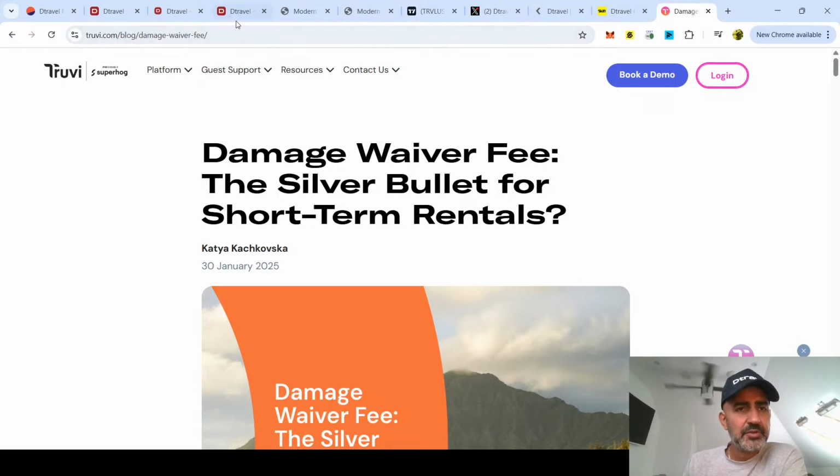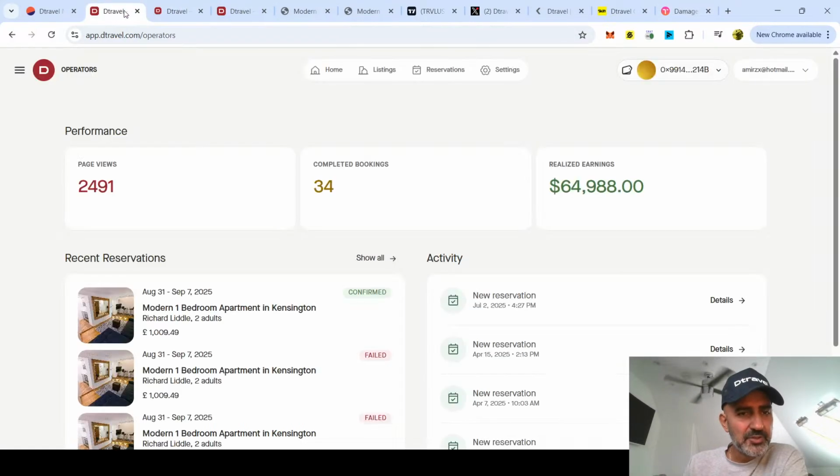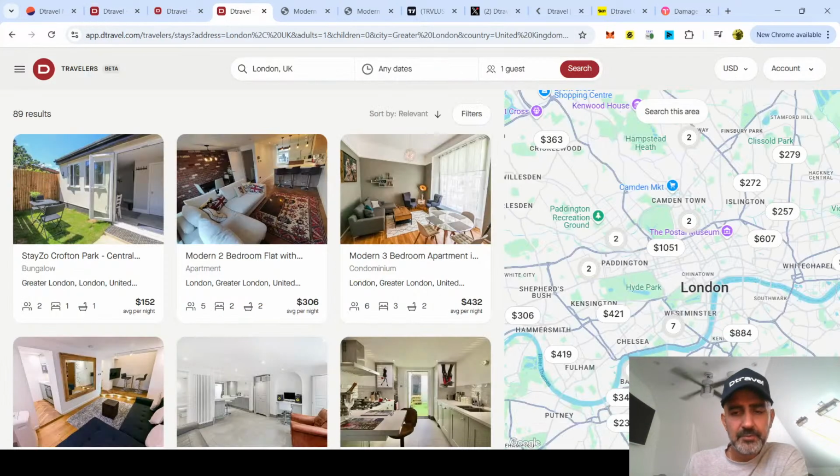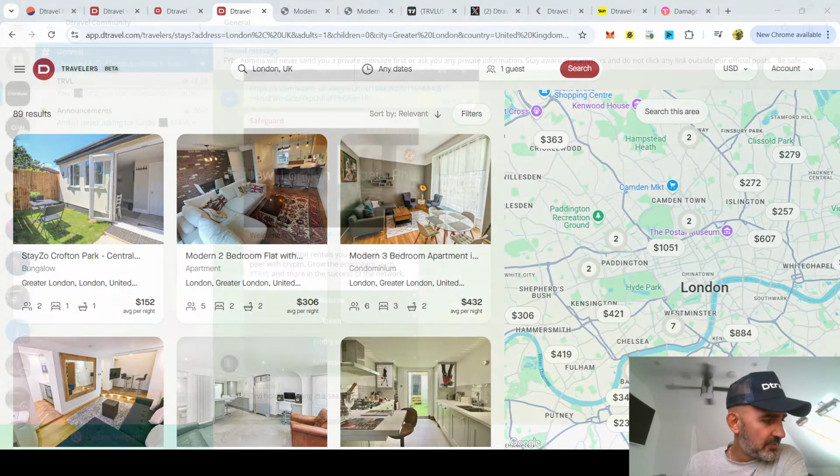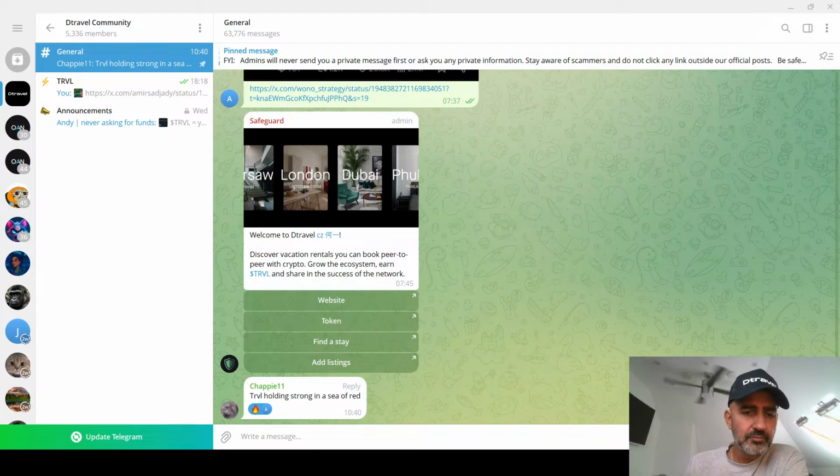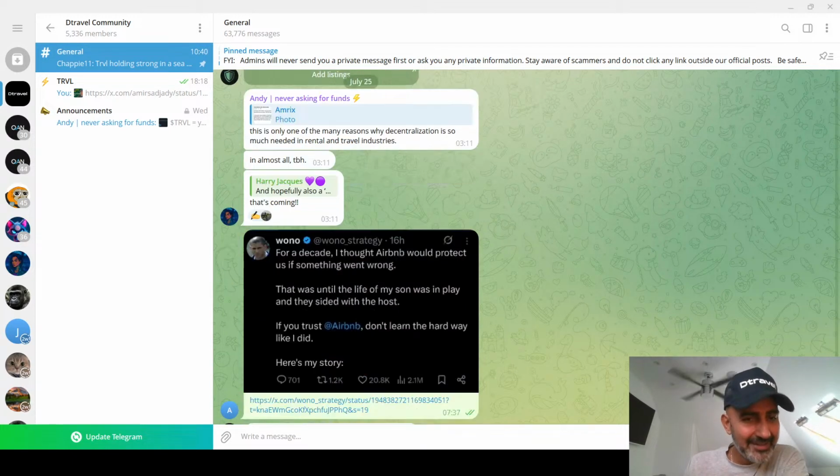All right, so that's my fundamental update on Dtravel. I had a look at the X page. Go and have a look at the Telegram. The Telegram is really good. Chappie is saying TRVL holding strong in a sea of red. I'm going to have a look at that now.